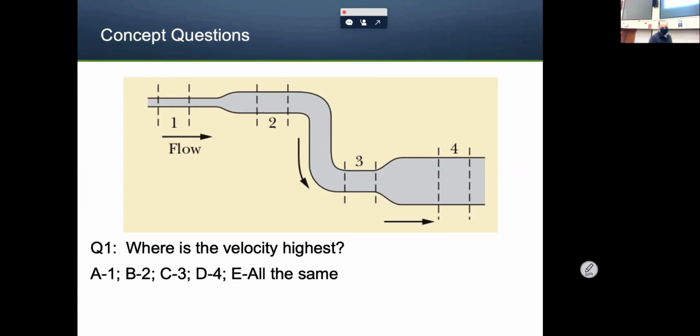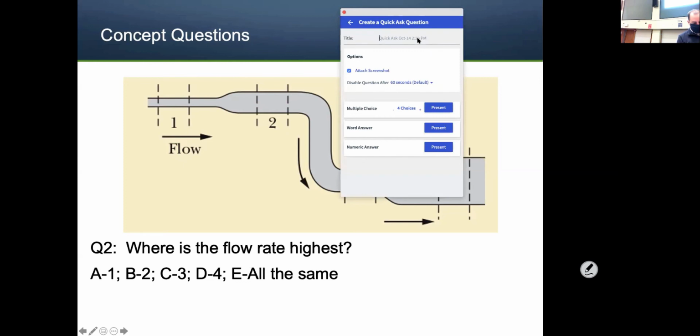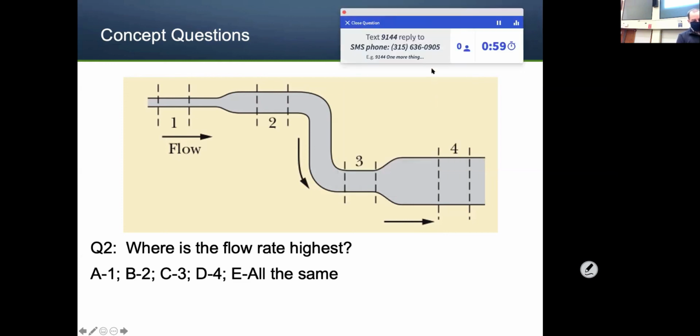Okay, now this actually is probably a simpler one. Where is the flow rate the highest? 1, 2, 3, or 4? You've got 5 choices. I'm only going to give you 30 seconds for this one because this one should be really easy. 1, 2, 3, 4, or all the same.